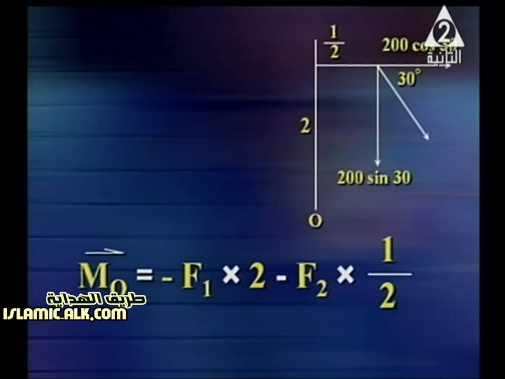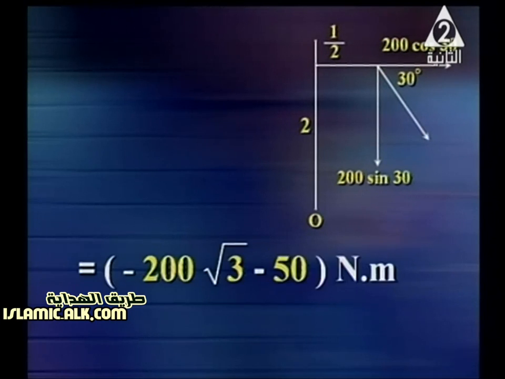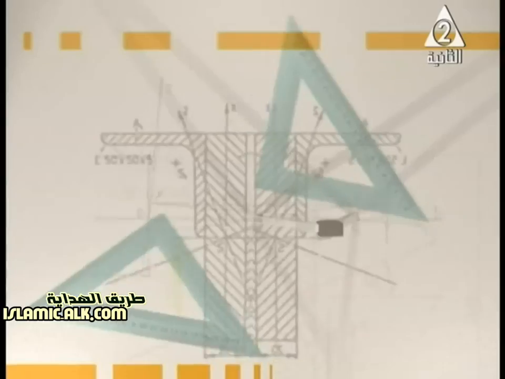Then, by using the previous theorem, the moment is negative 100 root 3 times 2, this is F1, minus 100 times 1 over 2, this is F2. The answer is negative 200 root 3 minus 50 Newton meter. This is the moment of the force at point A about the origin point.